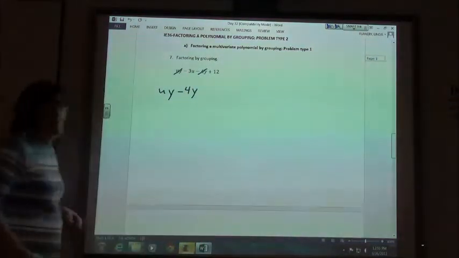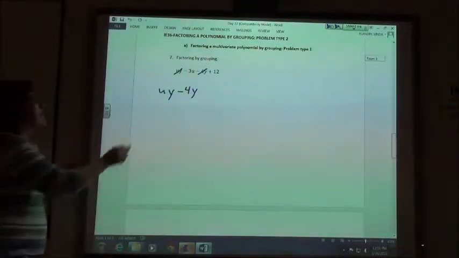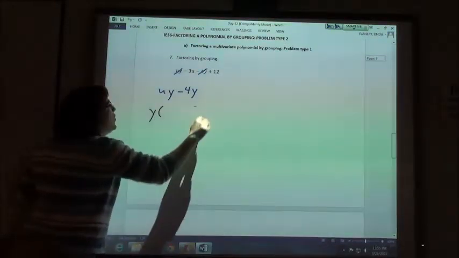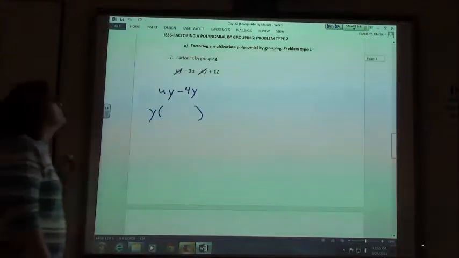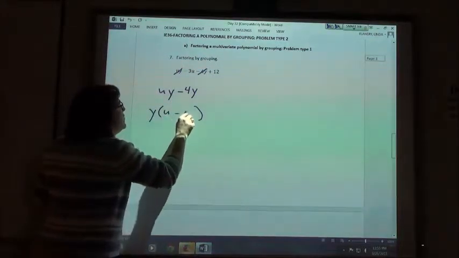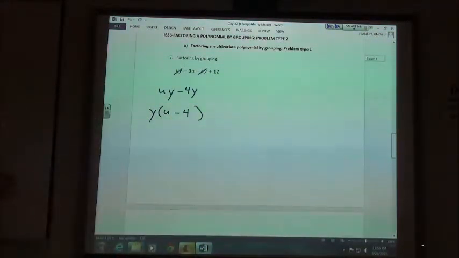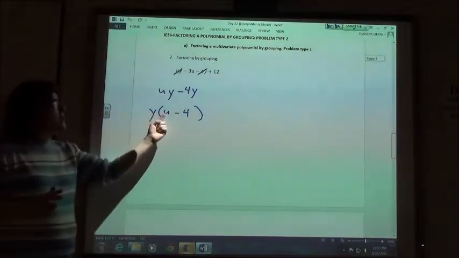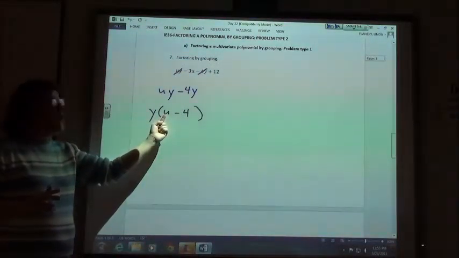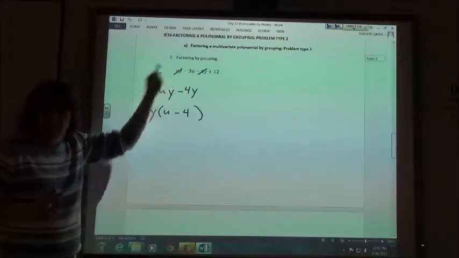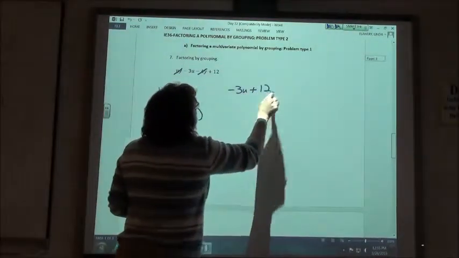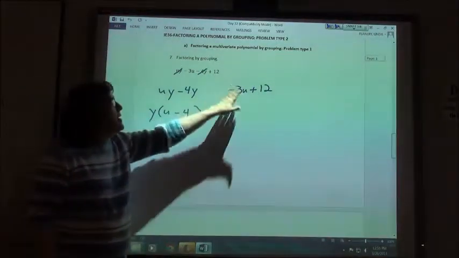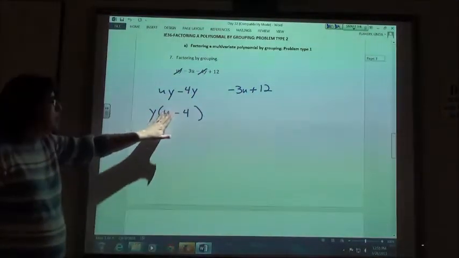They both have y's. We can see, then, that the greatest common factor is y. And if I take the y out, I'm going to be left with u minus 4. So when I write down the other two terms, I want to have a u first, so I want the term with the u first. So I'm going to write down the negative 3u and then the plus 12. And then again, what do I need to divide out of negative 3u to get just the u?